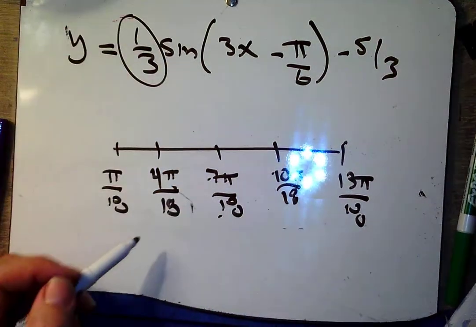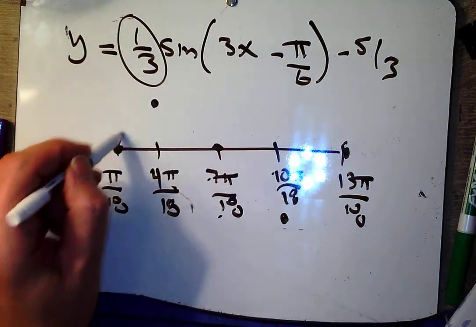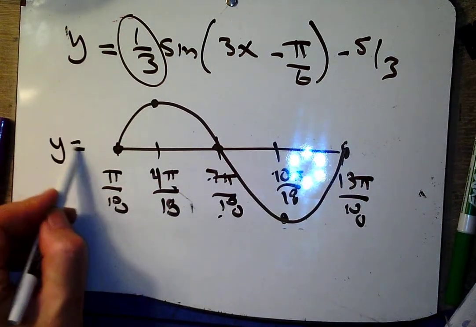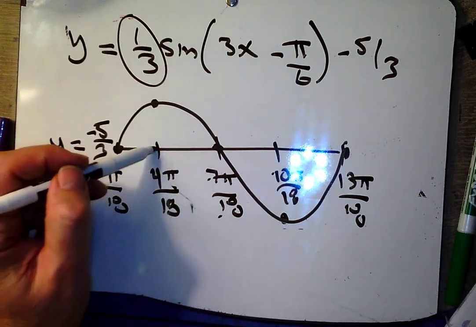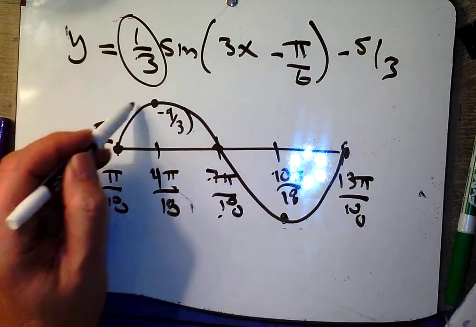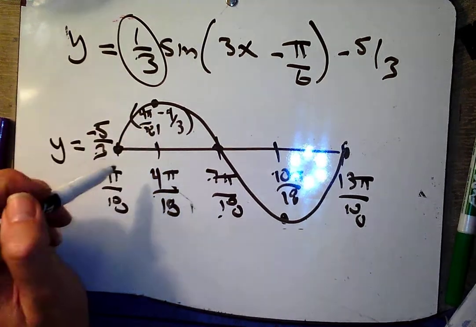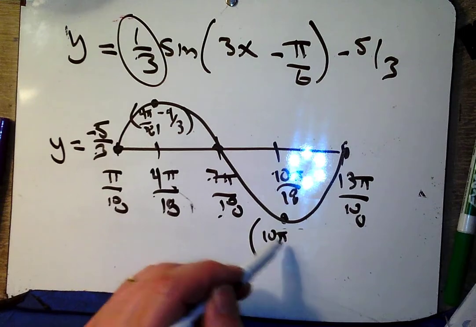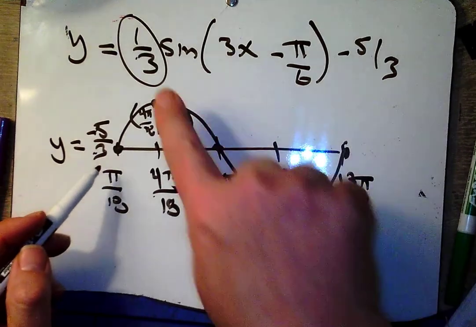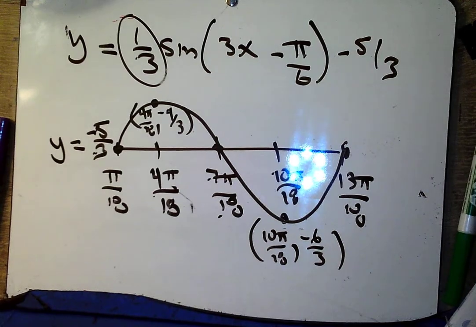This is a positive sine, so draw in the positive sine shape. Concave down, concave up. Here's y equals negative 5/3. We're going to go up 1/3. Minus 5 plus 1 is negative 4/3. The x value is 4 pi over 18. Here, the x value is 10 pi over 18. And the y value here, minus 5/3 minus 1/3, is minus 6/3. Okie doke. That's our graph.